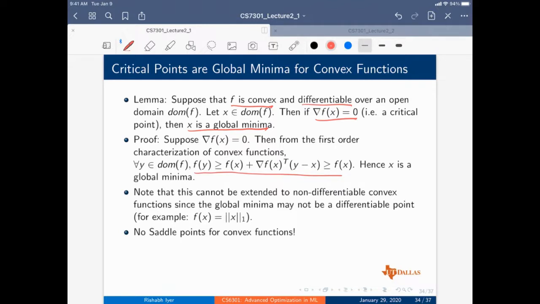Unfortunately, this result cannot be extended to non-differentiable functions, and the main reason is that the global minima may not be at a differentiable point. The other thing to keep in mind is that there are no saddle points for convex functions.